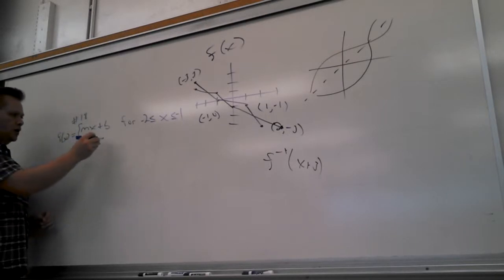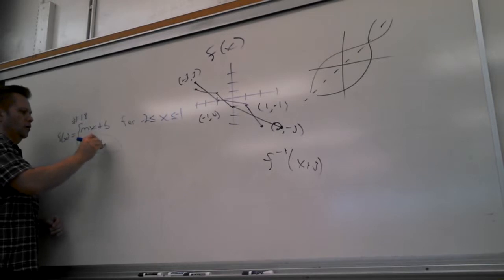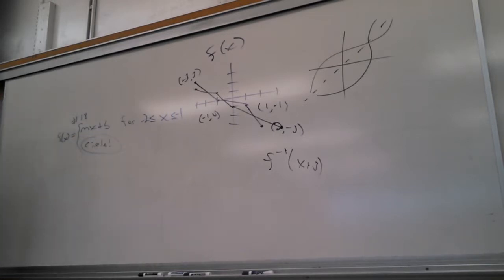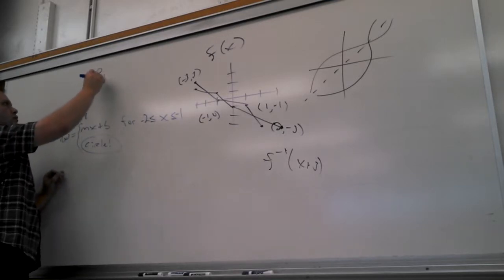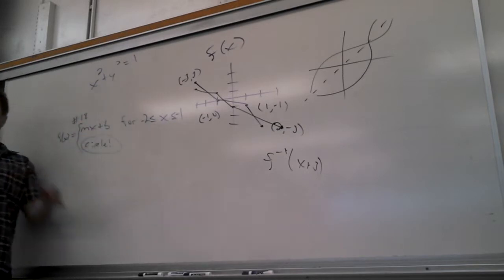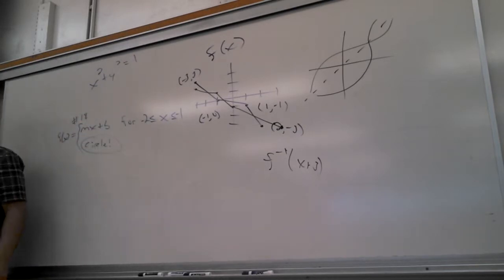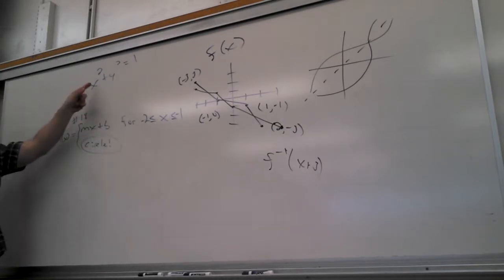Yeah. Second part is going to be a circle. What's the equation of a circle at the origin of radius 1? X squared plus y squared equals 1. If it was offset from the origin, what would change? Parentheses. Good. It would just be a translation in the x and a translation in the y.